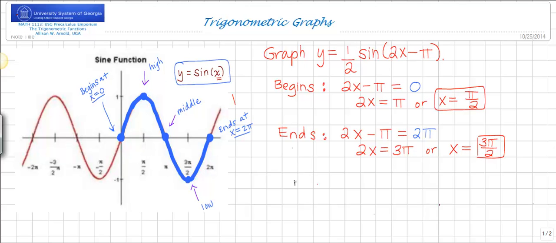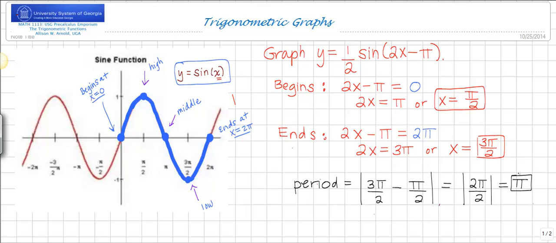And side note, remember your new period, as a general rule, is a positive length, and it's the distance between where you end and where you begin. So I expect the period of this graph to be 3 pi over 2 minus pi over 2, or 2 pi over 2, or simply pi units long. Okay, so this guy is less frequent than the previous example.